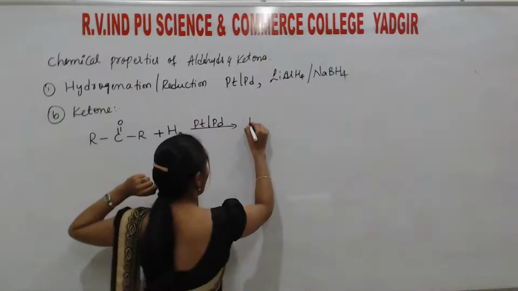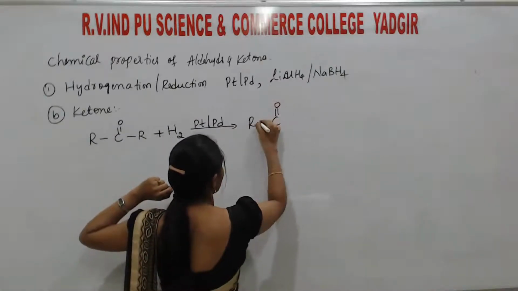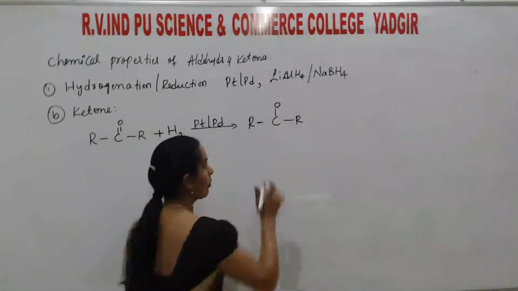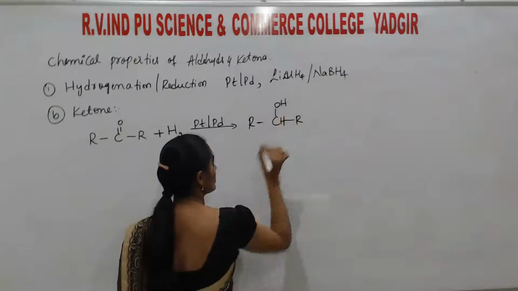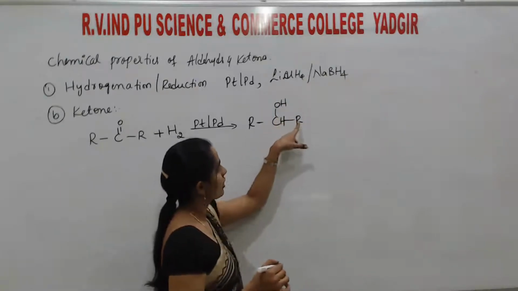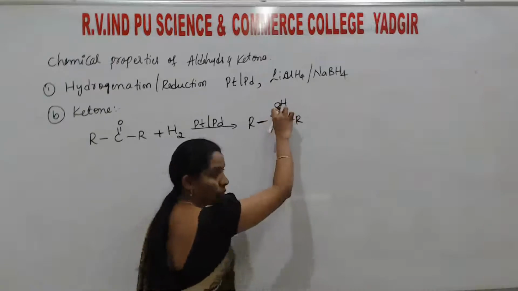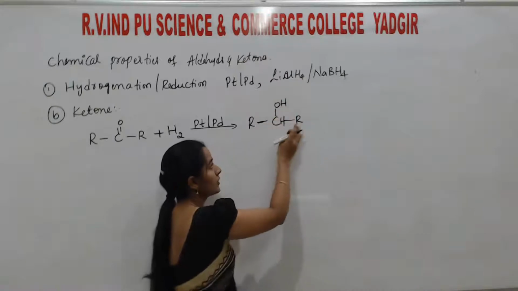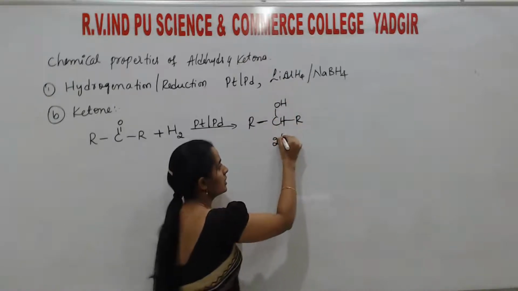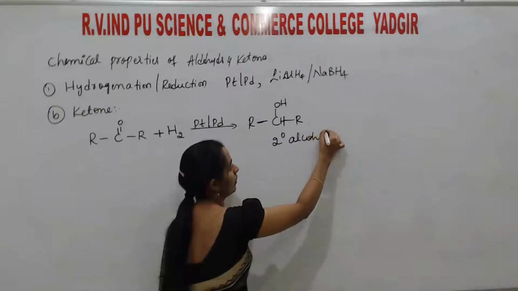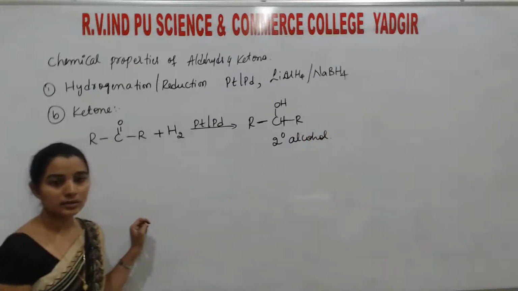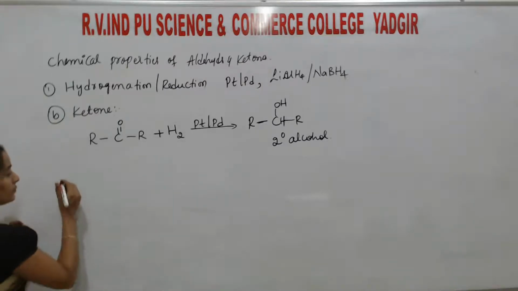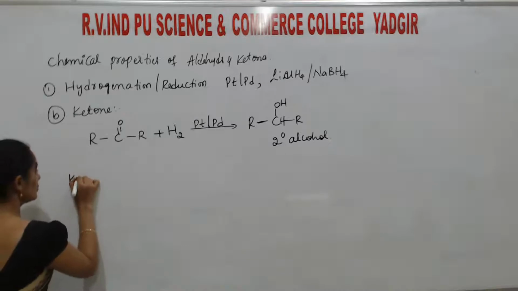So remember here, R is there, C double bond O is there, R is there. So this double bond is going to be removed. Means one hydrogen is attached here, another hydrogen is attached here. R, CH, OH, R. So listen, this is the carbon where OH is attached. That is further attached to 2 carbons, means it is a secondary alcohol. It is a secondary alcohol. Understood?